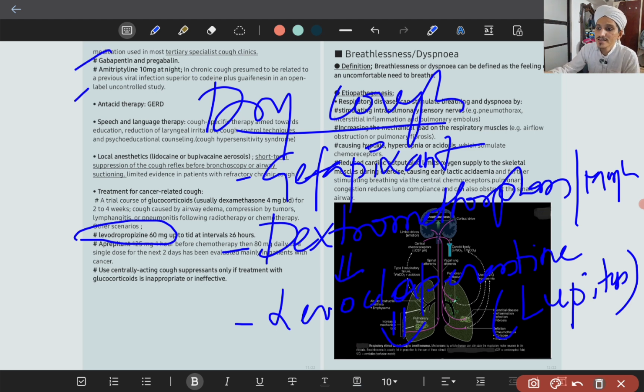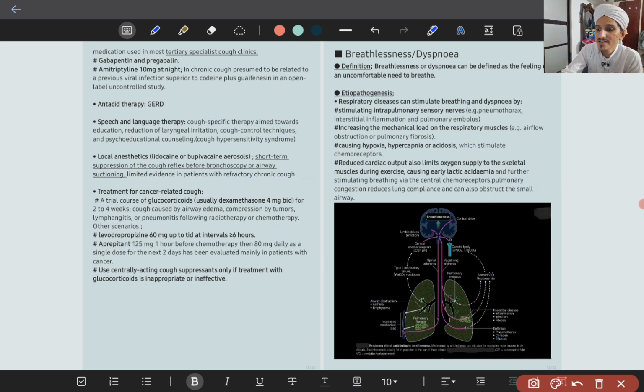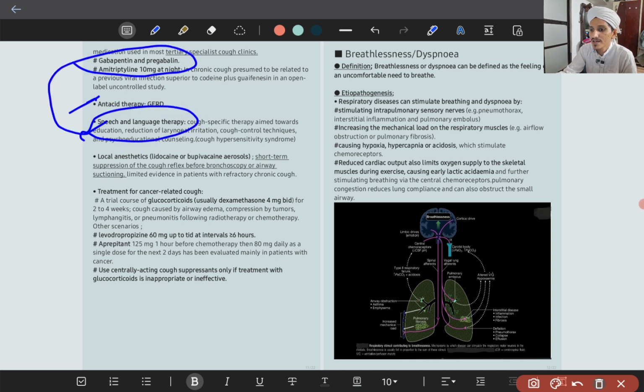Okay, other things, speech and antacid. If the cough is due to GERD, give PPIs. Okay. If it is due to cough hypersensitivity syndrome, then speech and language therapy should be given. Cough specific therapy aimed towards education, reduction of laryngeal irritation, cough control techniques, and psychoeducational counseling. This is combined with this.